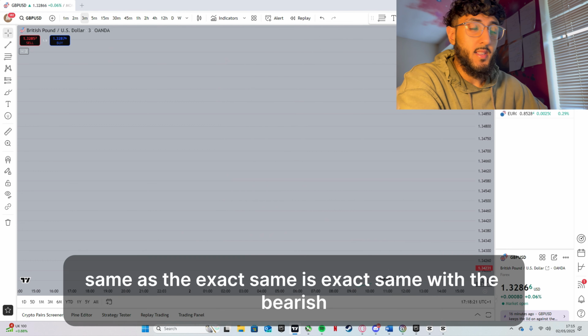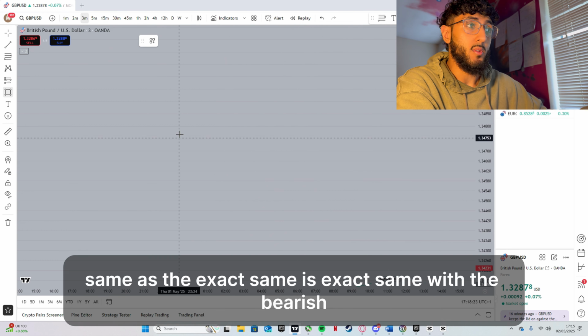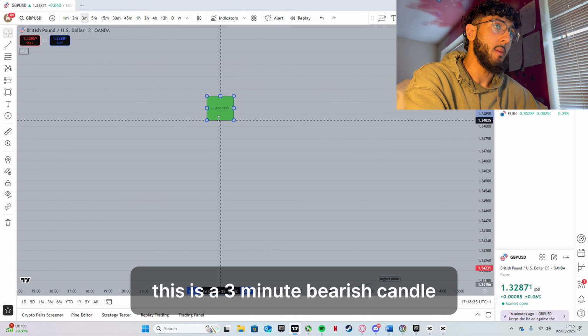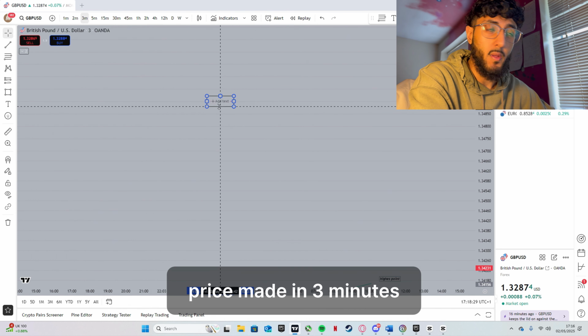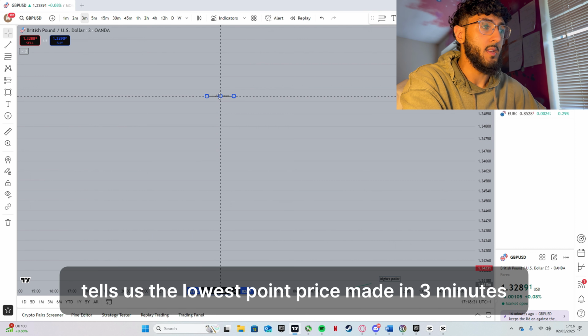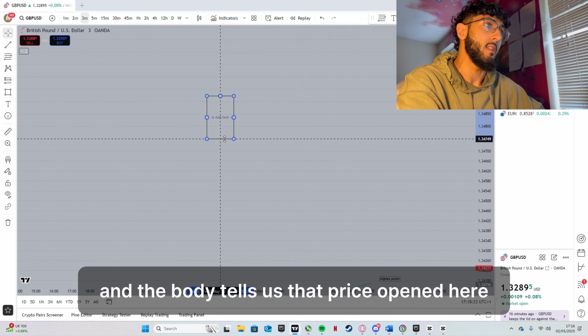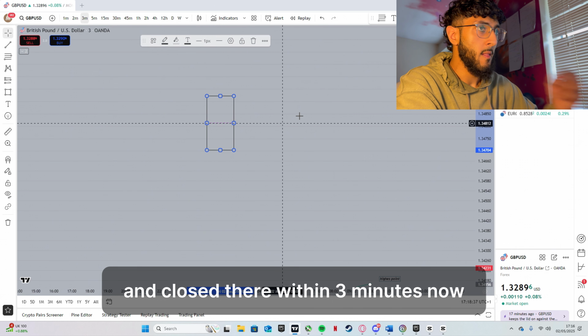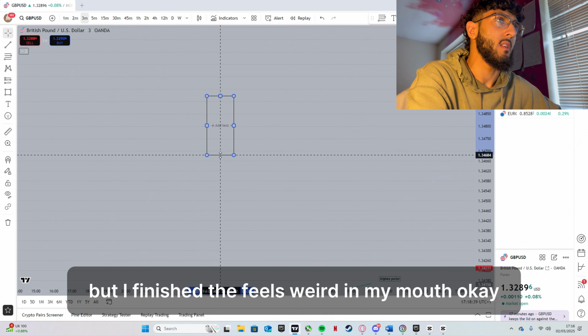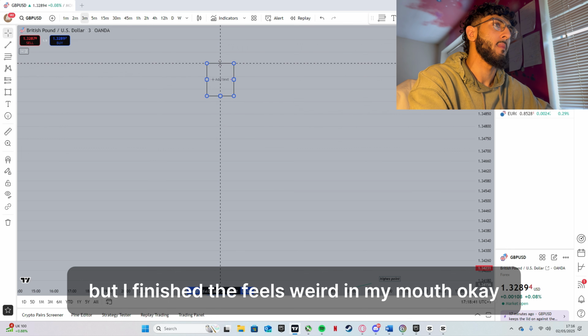Exact same with the bearish. This is a 3-minute bearish candle. The top of the wick tells us the highest point price made in the 3 minutes. The bottom one tells us the lowest point price made in 3 minutes, and the body tells us that price opened here and closed there within the 3 minutes. Now, bro, I think it feels weird in my mouth.